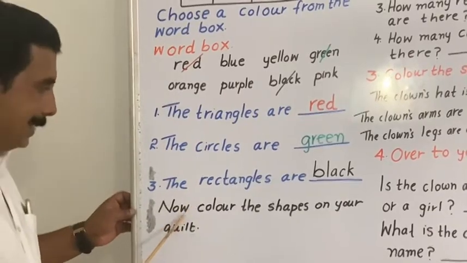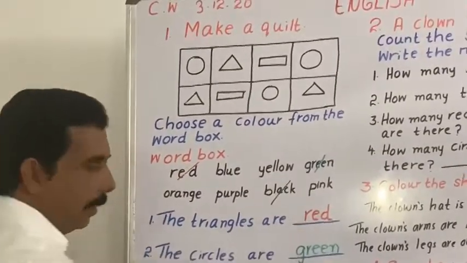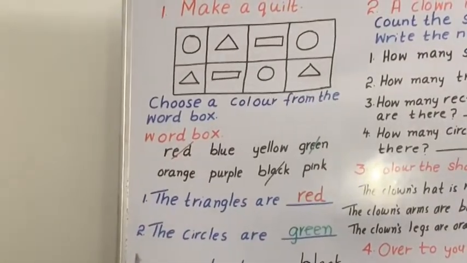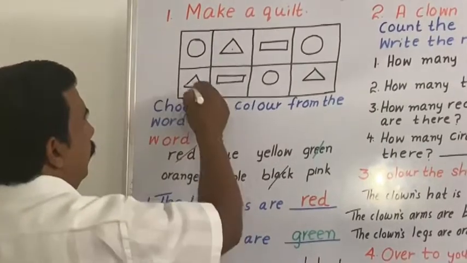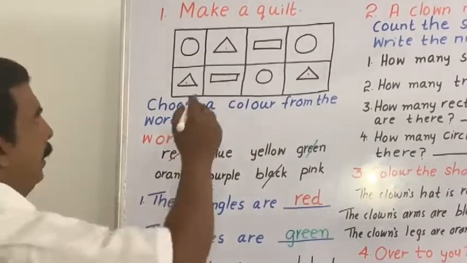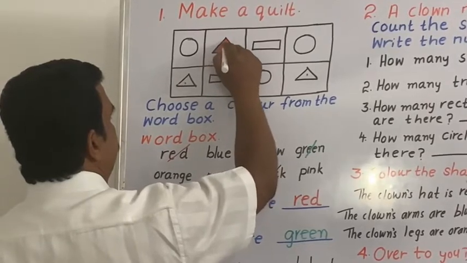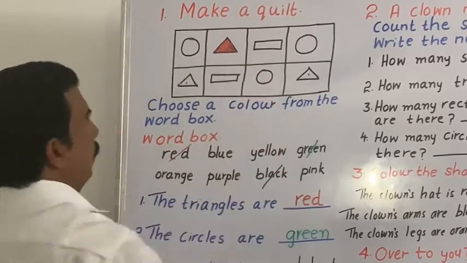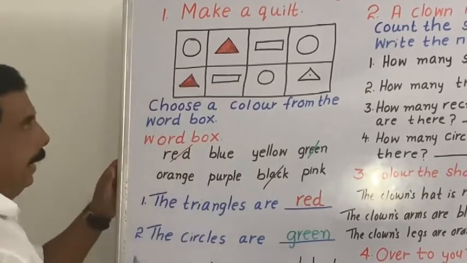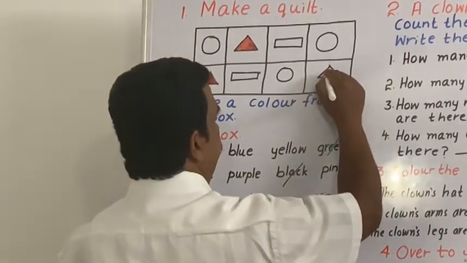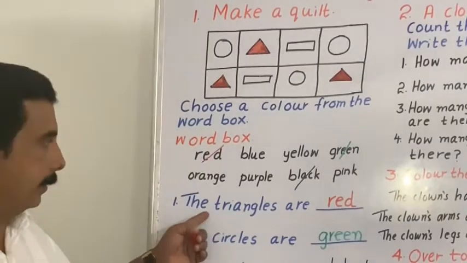Now your duty starts. Now color the shapes on your quilt, on your blanket. So how to color? The triangles are red, so take red and color only triangles with red. Which are the triangles I have drawn here? 1, 2, 3. Which color do I need? Yes, red. Color it, children. Color red. Fast. One finished. Now, next. One more box is there, triangle with red. Finished. So the first part is completed, the triangles red.